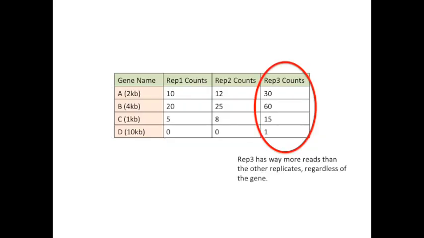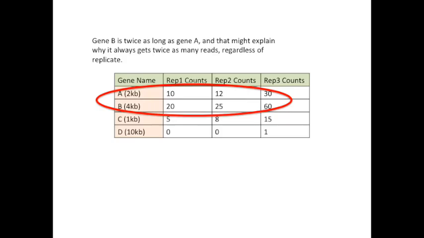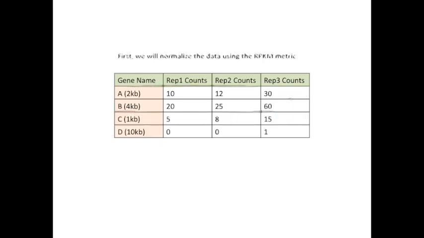We see that replicate 3 has way more reads than the other replicates, regardless of the gene. This means it had higher sequencing depth than the other replicates. We're going to normalize for that. We also see that gene B is twice as long as gene A, and that might explain why it always gets twice as many reads, regardless of the replicate. We're going to normalize for this, too.